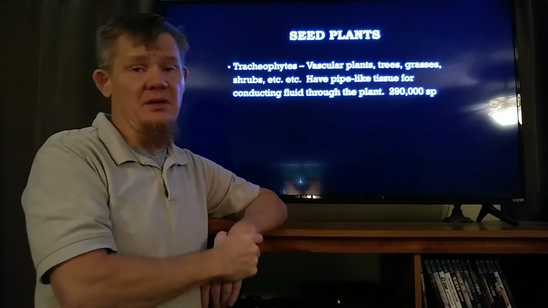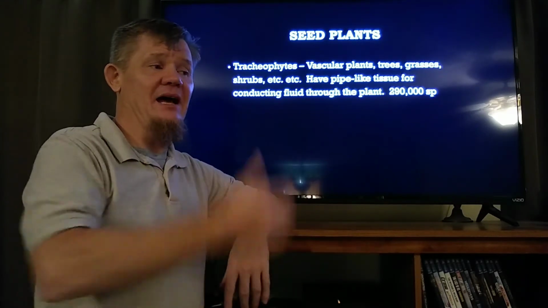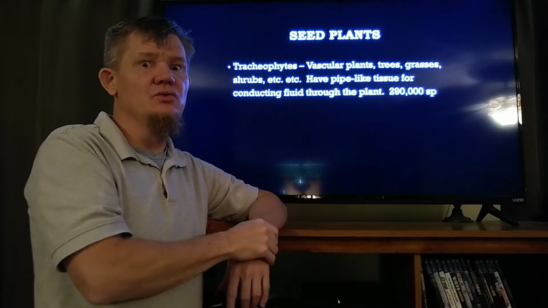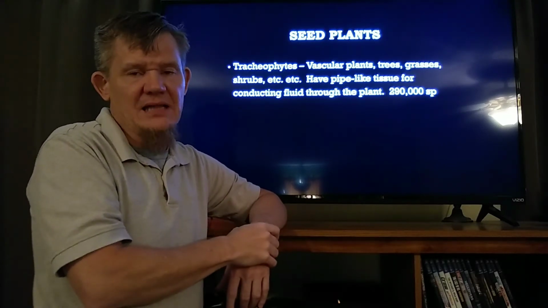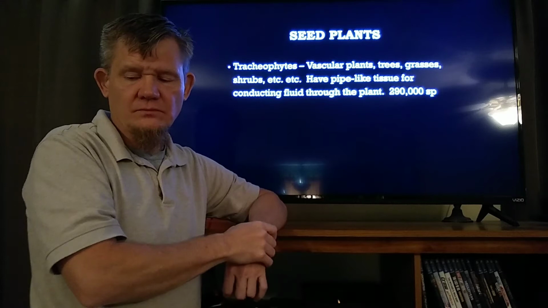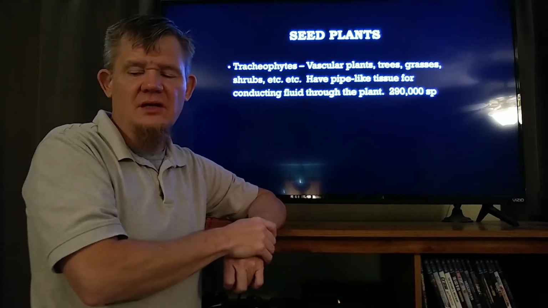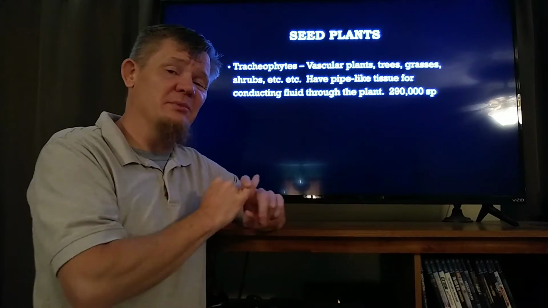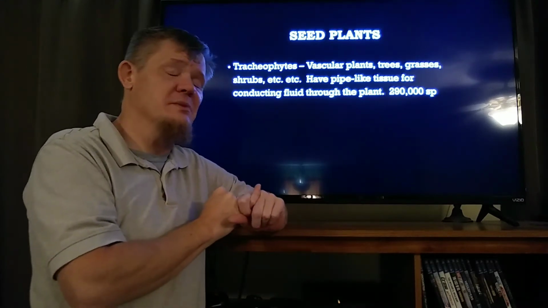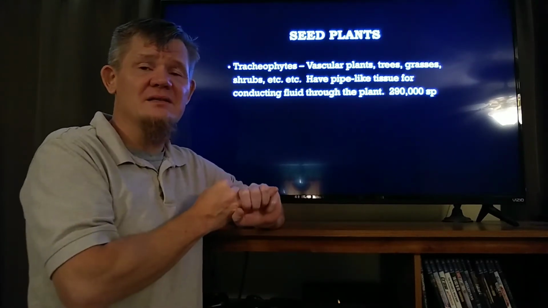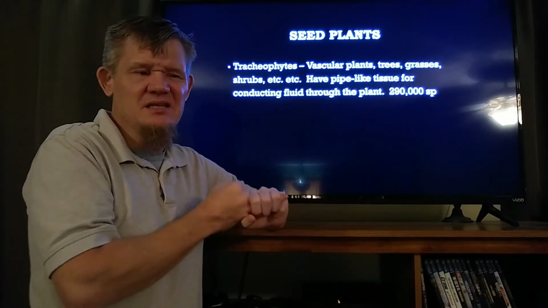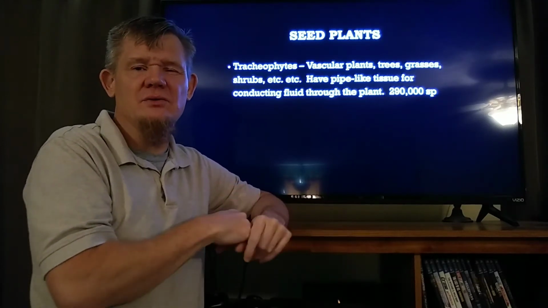These are the windpipe plants. These plants have vascular tissues. They've got tubes running through them. They've got the xylem and phloem that we already talked about. They have pipe-like tissues for conducting fluid throughout the plants. Remember, we talked about 2 groups of plants before this. We talked about the bryophytes, mosses, 20,000 species. We talked about the pteridophytes, the ferns, 9,000-ish species, so not quite 30,000 for the 2 of them together.